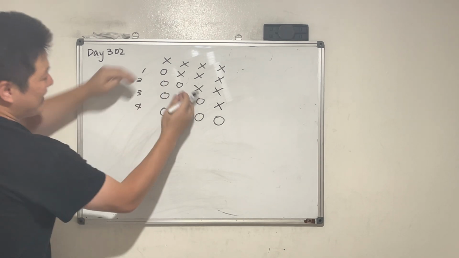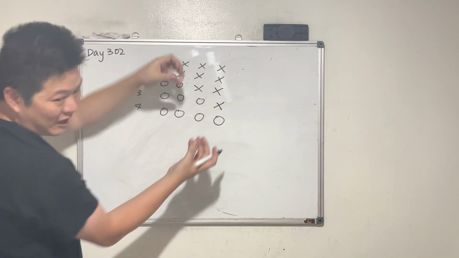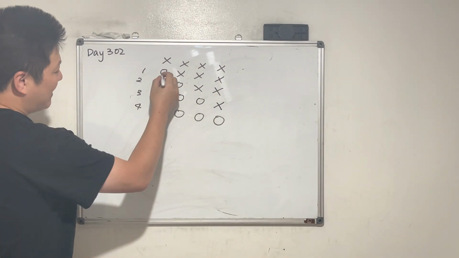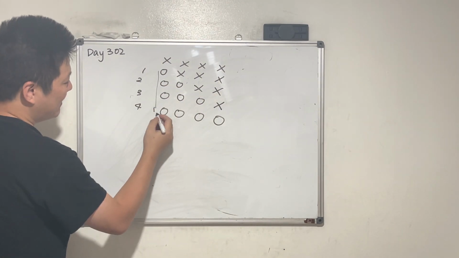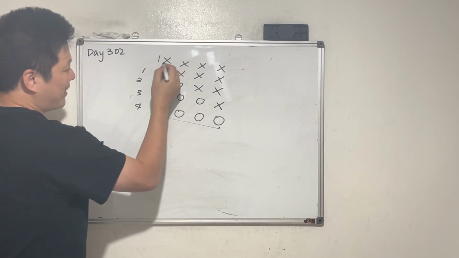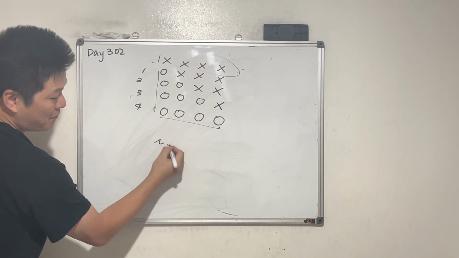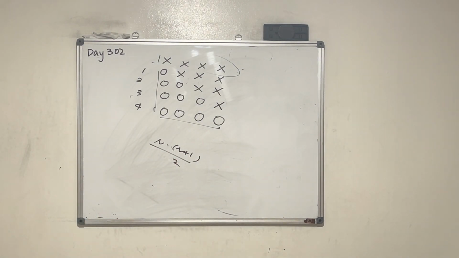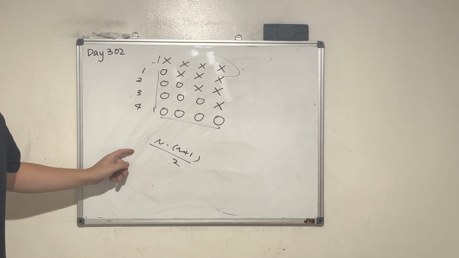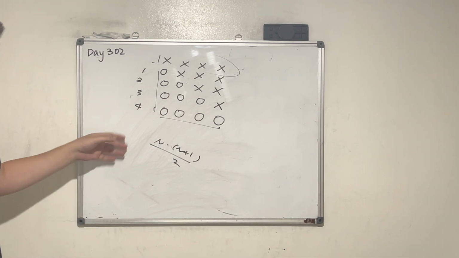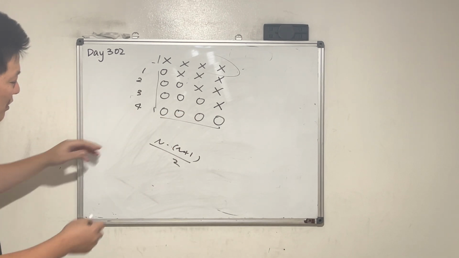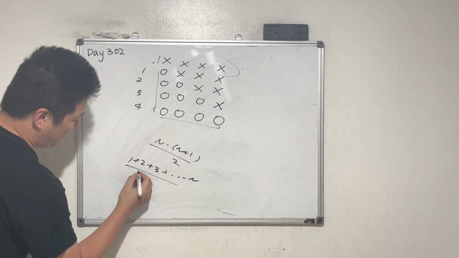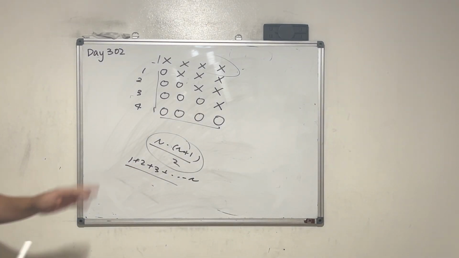So these circles are equal to the crosses, right? And how many of them are together? This is n, this is n, this is n, and this is n plus 1, because we filled one more. So it's n times n plus 1, divided by 2. Got it? This is how we prove that 1 plus 2 plus 3 plus till n, the sum is this.